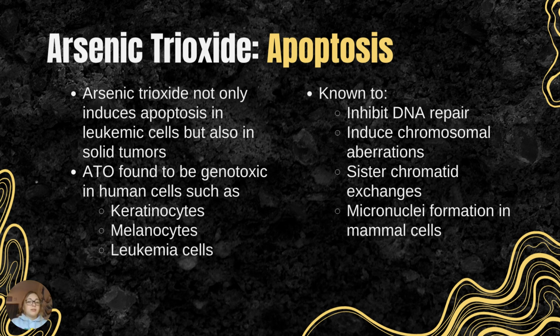Arsenic trioxide is found to be genotoxic in human cells such as keratinocytes, melanocytes, and leukemia cells. It is known to inhibit DNA repair, and induce chromosomal aberrations, sister chromatid exchanges, and micronuclei formation in mammalian cells. Thank you, and I hope you learned a lot about arsenic.